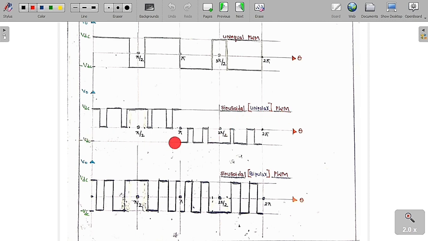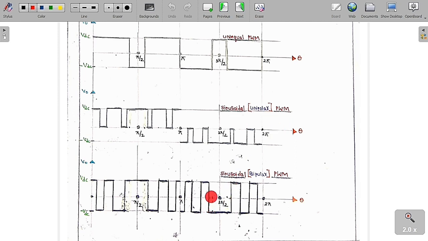In 0 to pi, everything is going to have only a positive value. So in half of the cycle, you can clearly see everything is going to have a positive value. That is the reason it is called unipolar, and it is also in the shape of a sine wave. Therefore, sinusoidal unipolar PWM technique.